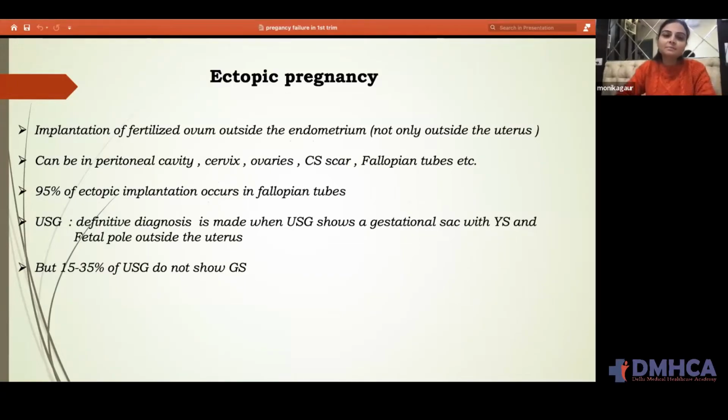Ectopic pregnancy is implantation of the fertilized ovum outside the endometrium, not only outside the uterus. We are talking about outside the endometrium. It may go and implant into the myometrium. So just forget about the word that ectopic pregnancy is something which is outside the uterus. No, it is not outside the uterus. It is outside the endometrium.